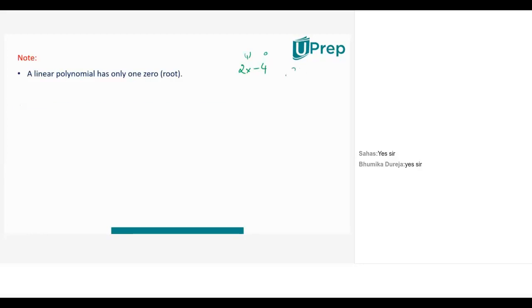What happens if I put x equal to 2 into this? 2 into 2, 4, minus 4, it becomes 0. So what is the 0 of this polynomial? 2 is a 0 of this polynomial. At no other real value, other than 2, will this polynomial 2x minus 4 ever become 0. If you want, you check it. You put any other value of x. This polynomial will never give me 0. This gives me 0 only at one value, that is x equal to 2. That's what this statement says. A linear polynomial has only one 0.